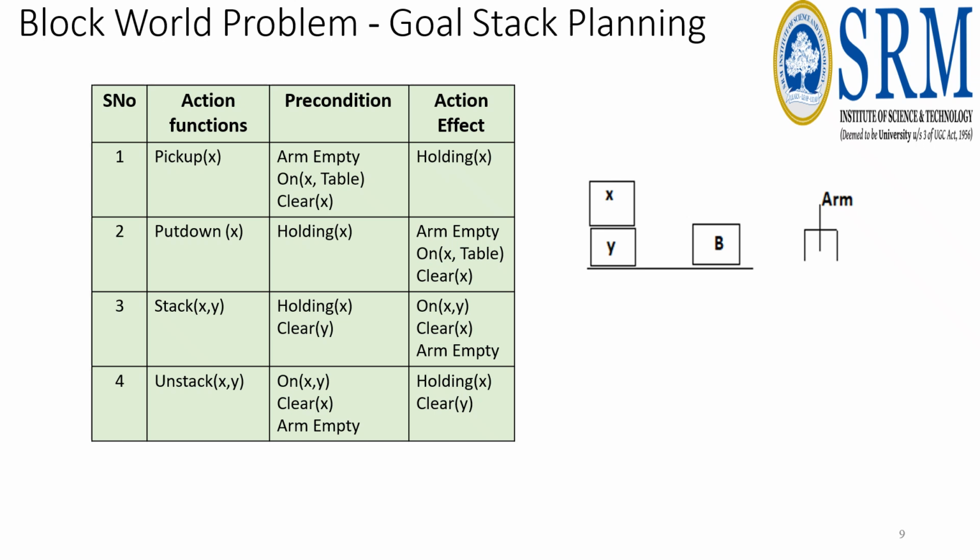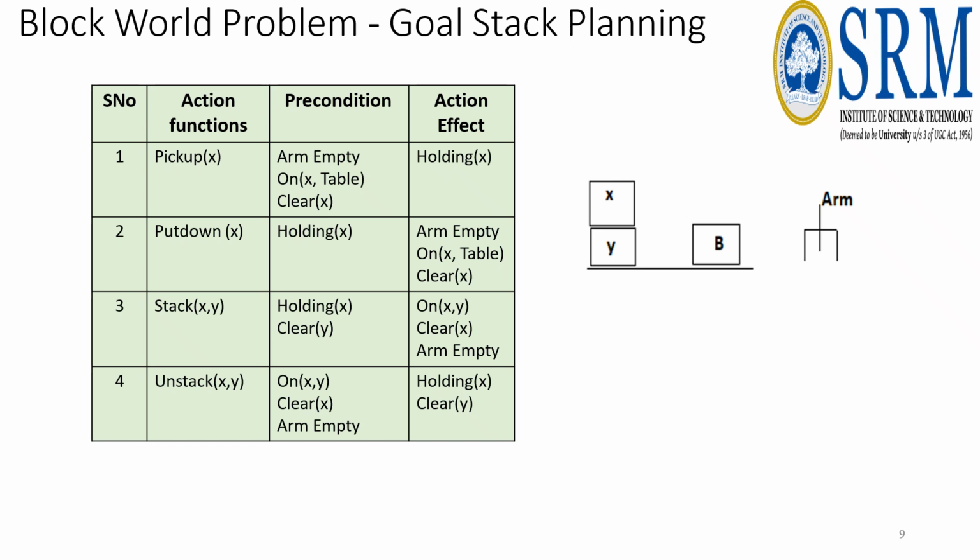So first is pickup of X. In the precondition, initially the arm is empty, X is on the table, and X is clear. The action effect will be holding X, as we pick it with the arm. Then put down: holding X, arm empty, X on the table, clear of X. Again, we use X comma Y, which can be represented with stack: holding X, clear Y.